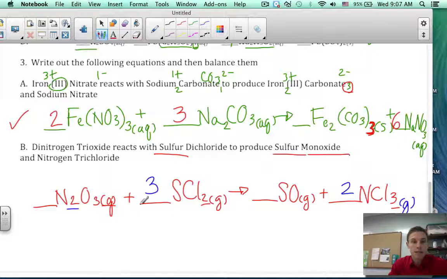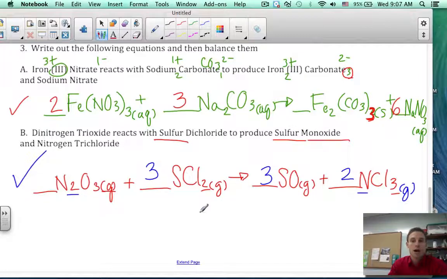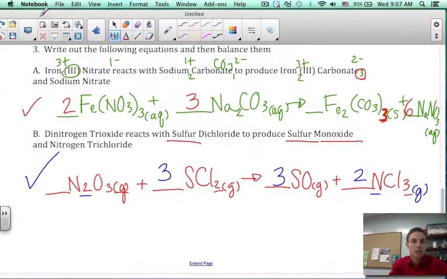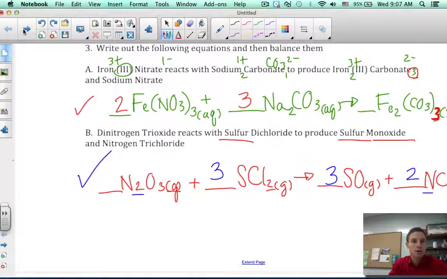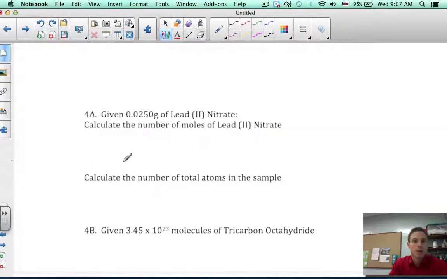Look at this. Now I have 2 nitrogens. Awesome job. I have 3 sulfurs, so I have to put 3 sulfurs. Now I have 3 oxygens, and I have 3 oxygens. We just balanced it. Hooray. Now I move down to the next page. I got to move this over. There we go. So here we go.